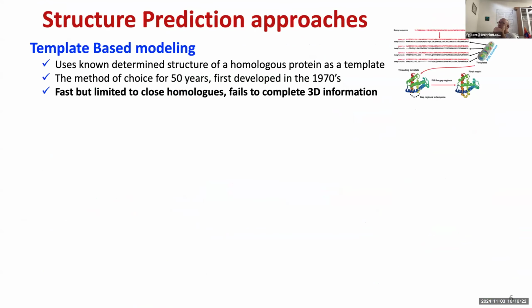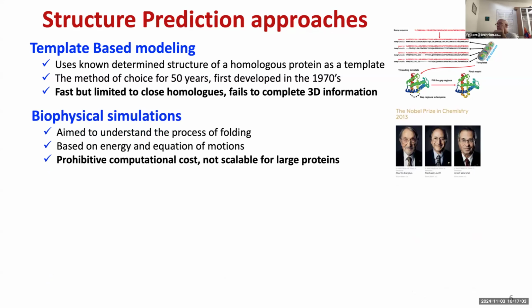So at the beginning, the most straightforward approach for protein structure prediction was template-based modeling. Why? Because it's easy. It uses known determined structures of homologous proteins as templates to build structures. This is a very good method because we know that structure is conserved, so even distantly related sequences end up with similar structures. But this works only if we have a solved three-dimensional structure, so it fails to provide complete three-dimensional information.